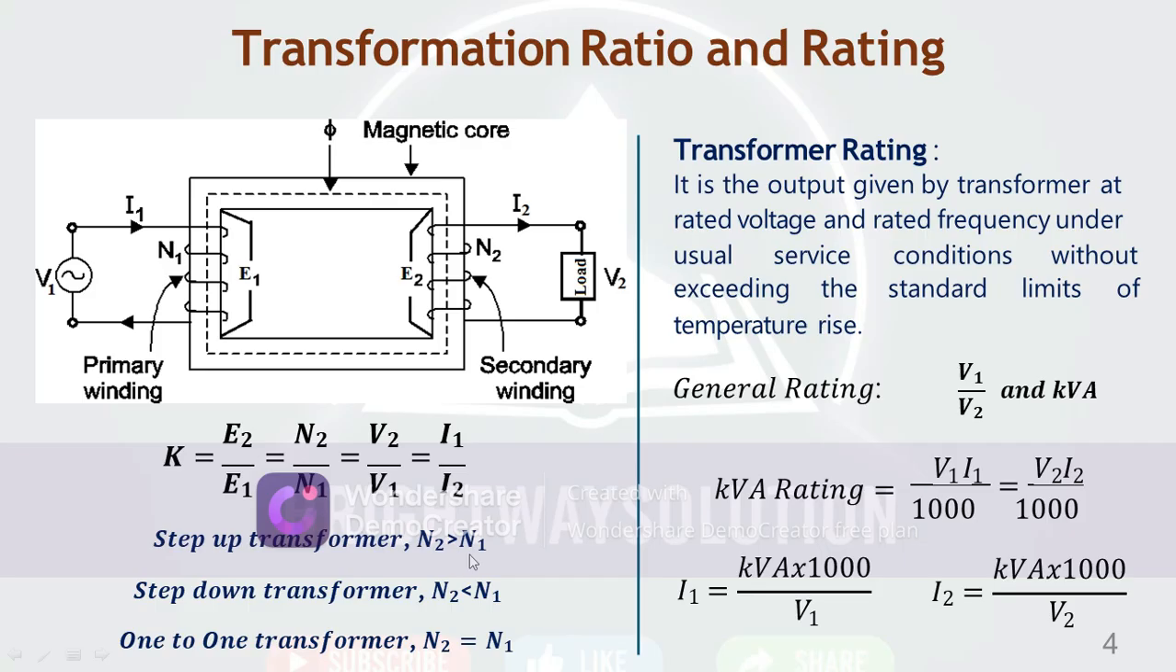For a step up transformer, N2 is greater than N1. For a step down transformer, N2 is less than N1. For a 1 to 1 transformer, N2 is equal to N1.